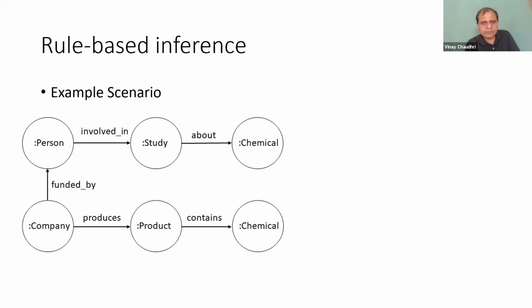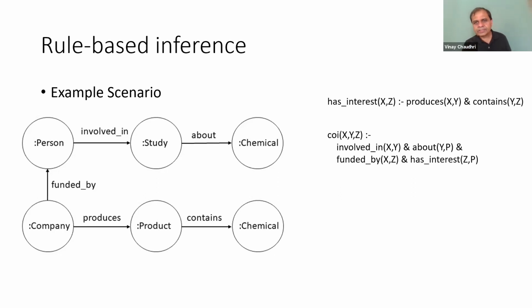Okay, so that's a very simple property graph model for a given domain. And given this model, we would have instances which populate this property graph model. We want to conclude conflicts of interest. So who are the people who have conflicts of interest in being involved in certain studies? To capture that conflict of interest, rules are a very good device, and I'm showing here example rules using which we can do that.